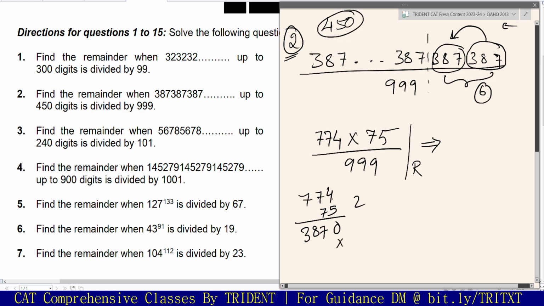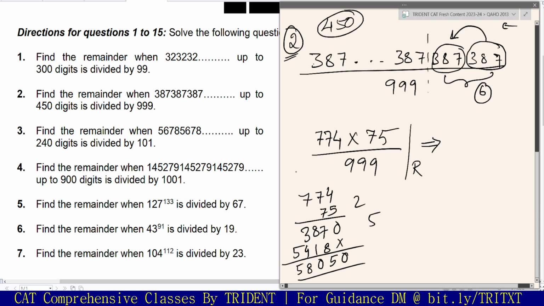Okay, 28 to 49, 51, 5, 49 plus 5 is 54. I hope I haven't made any mistakes. So this is 15 1 9 10 7 8 and 58050.